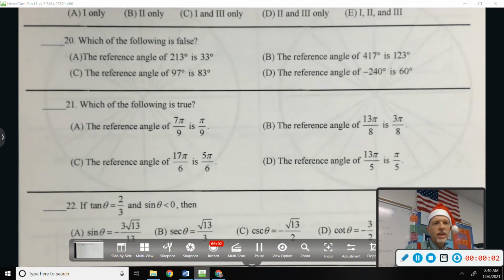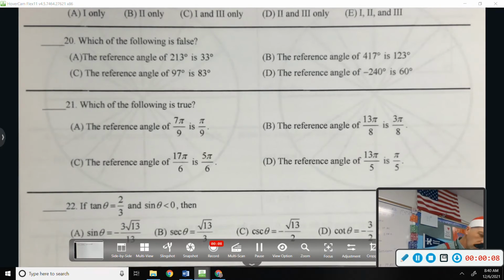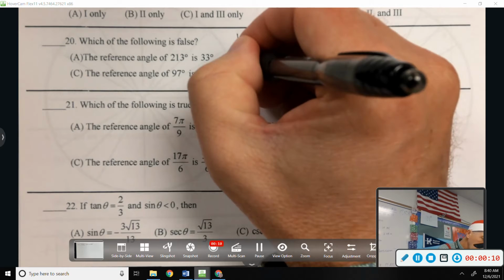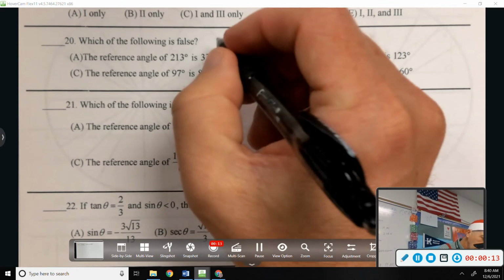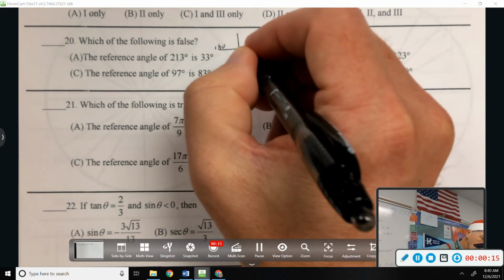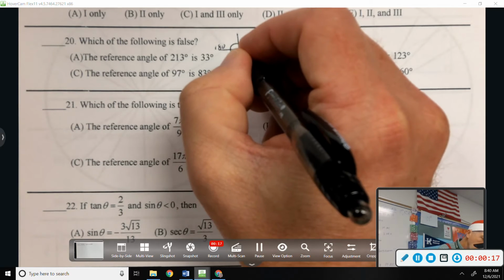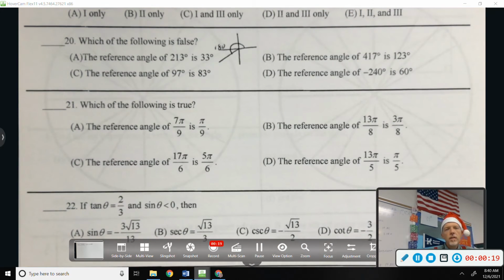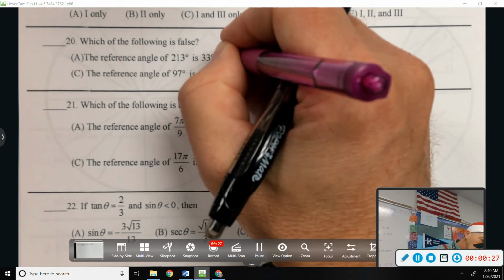So number 20 on the review. Which of the following is false? Reference angles. So I'm drawing lots of pictures here. 213. Because it's 2 pi r. So r times 2 equals 41. You divide 41 by 2. So 213 is 33 past 180. So yes, that A is true.